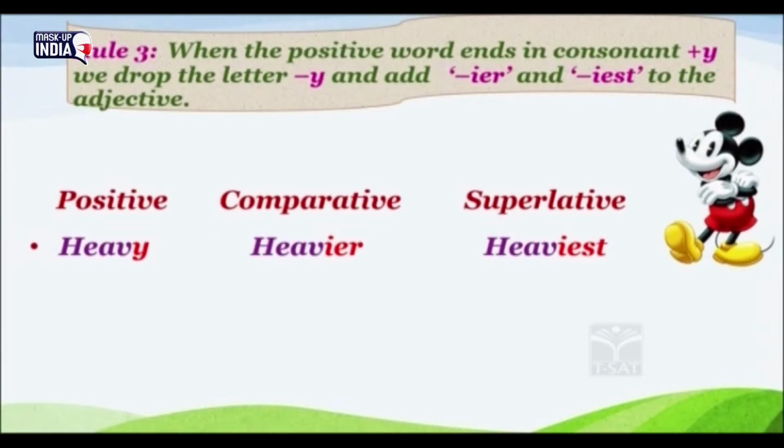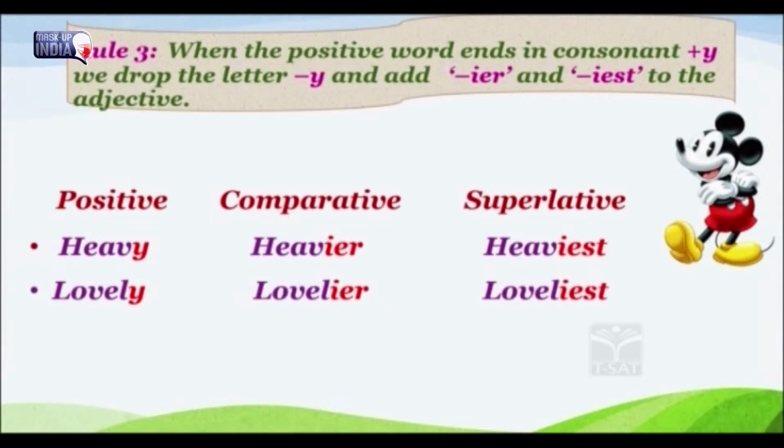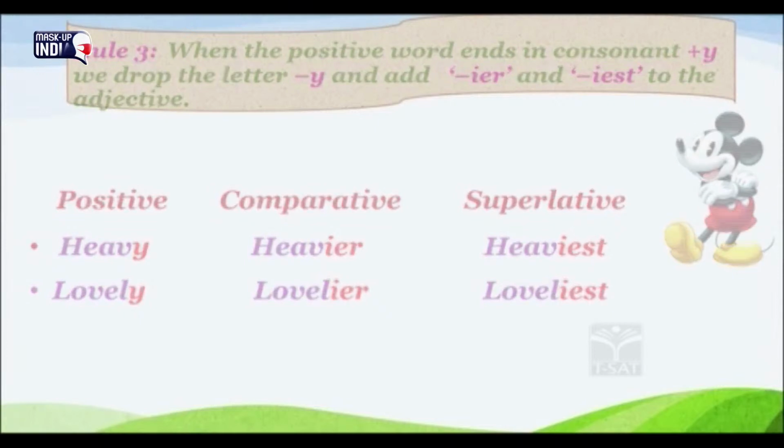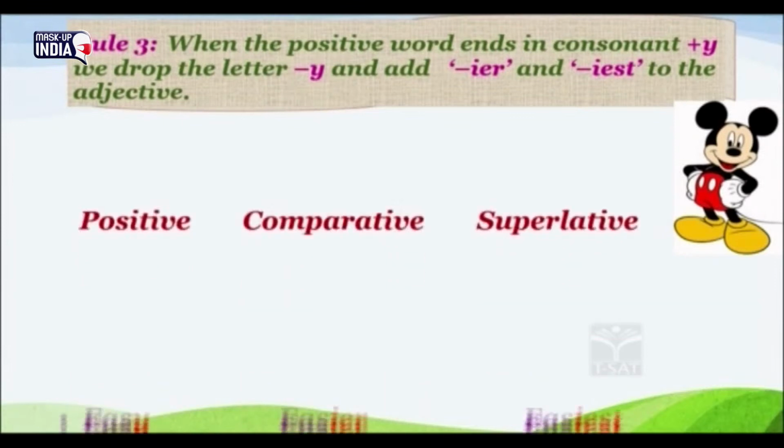That means we learnt in rule number 1 that we have to add the letters ER. But here, instead of writing the letter Y, we have to use the letter I. The Y changes to I. The word heavy becomes heavier in comparative and heaviest in superlative. In the same manner, lovely, lovelier and loveliest. We shall see some more examples.